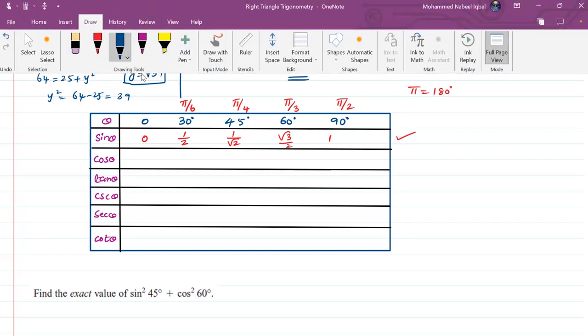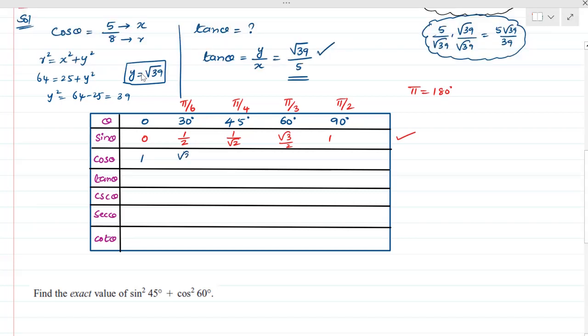All the remaining things we will do from the first. How will you do this one? Just flip it in reverse order. So it is 1, root 3 over 2, 1 over root 2, 1 over 2, 0. Then what is the tan theta? I know tan theta is nothing but sine over cosine, so divide these two parts. If you divide, you will get 0 over 1, which is 0. Anything over 0 is undefined, and 0 divided by a big number is 0.